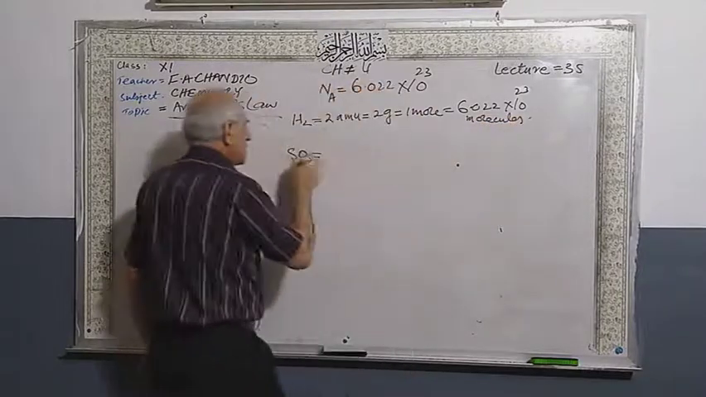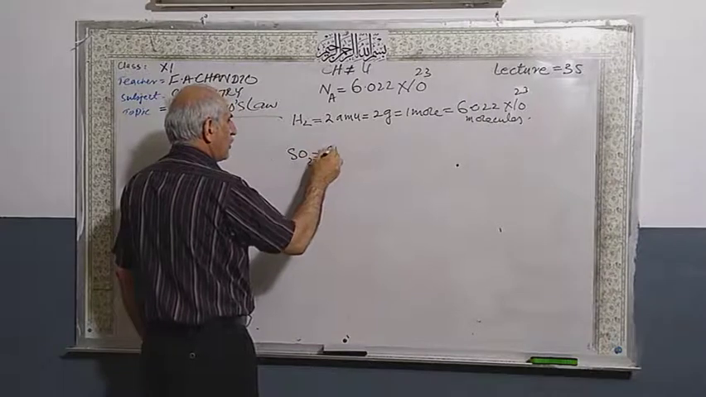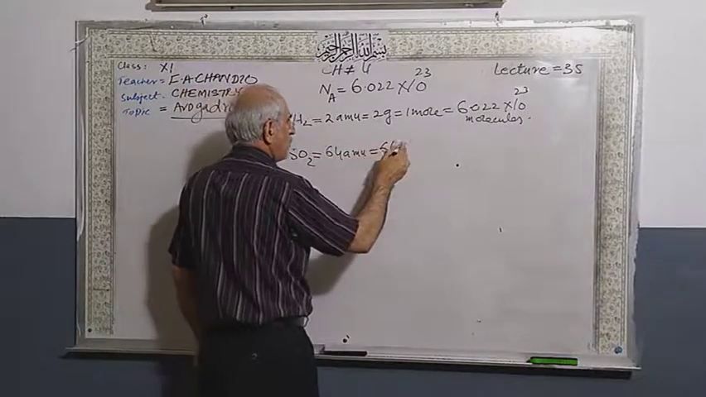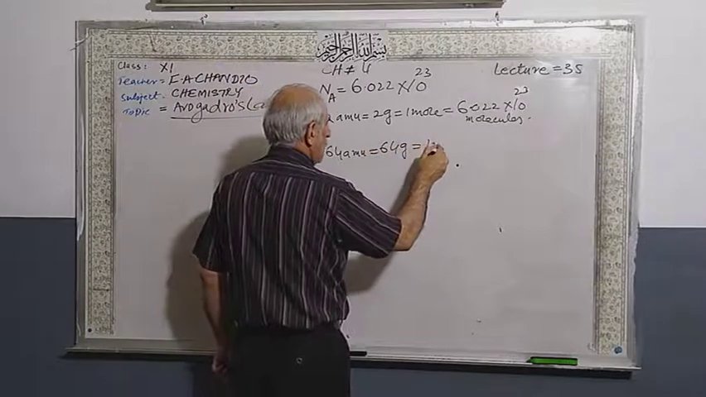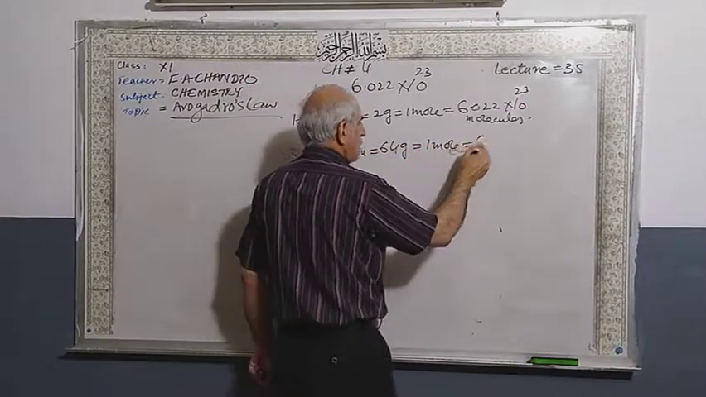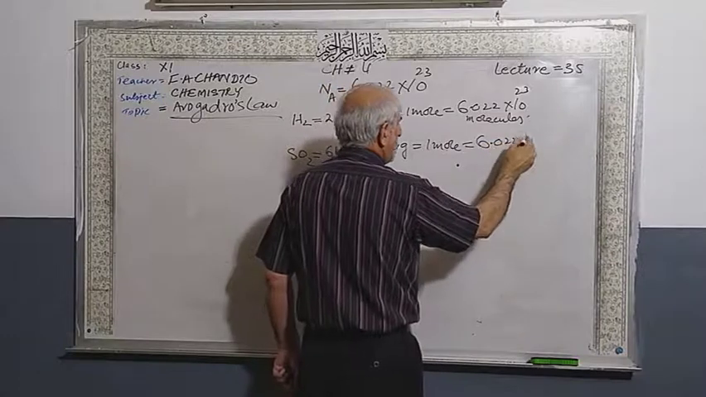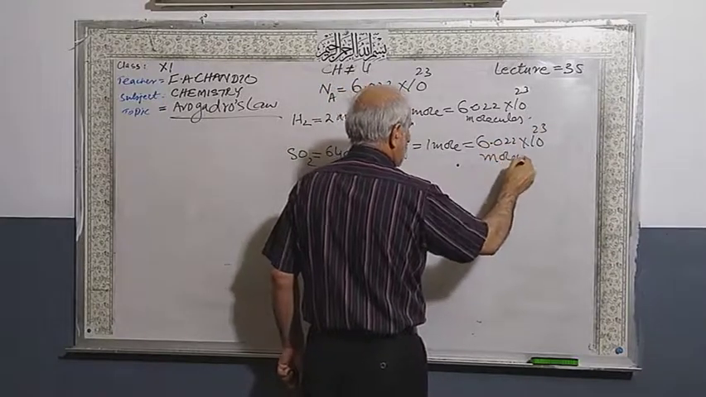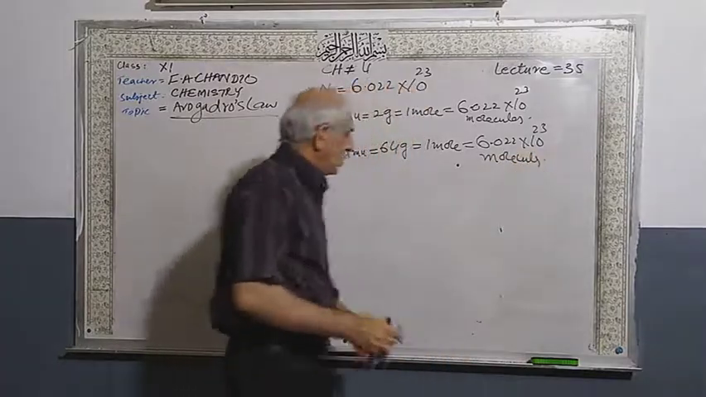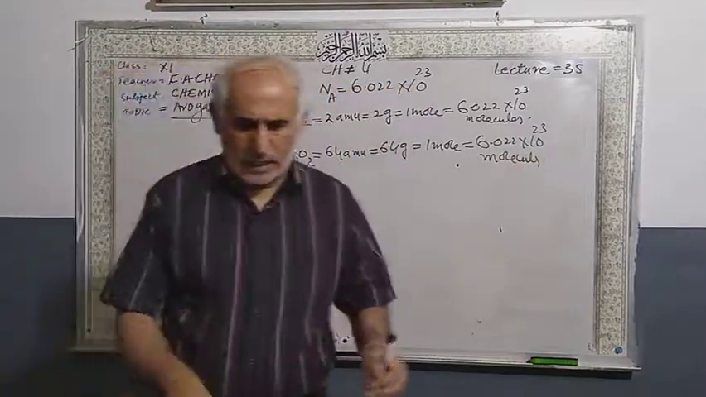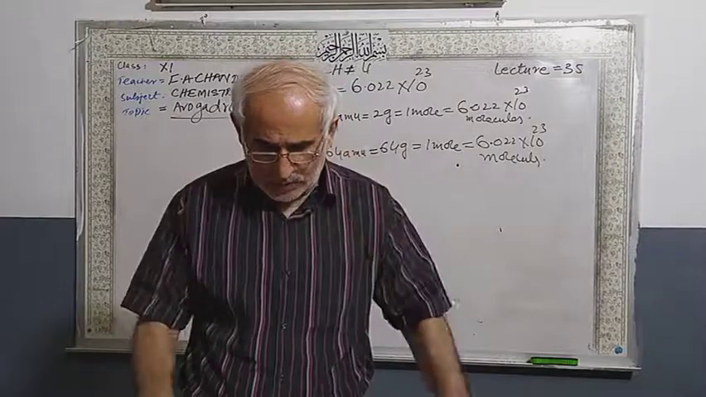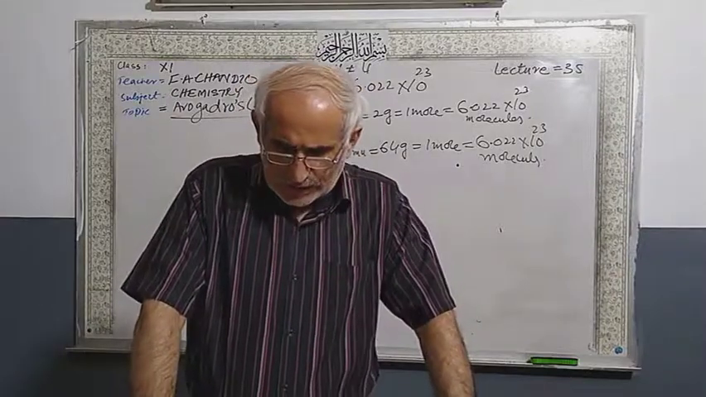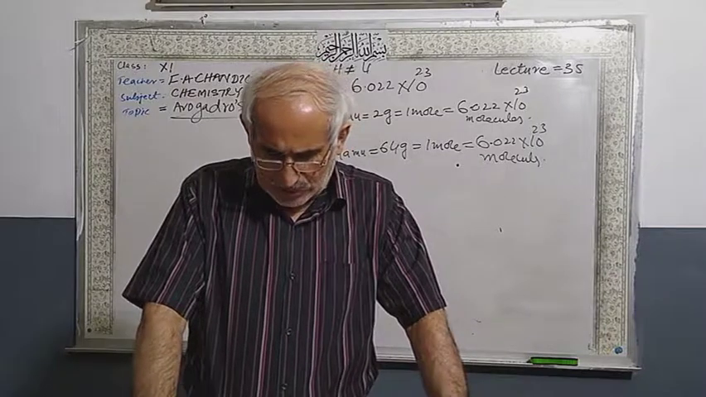Sulfur dioxide gas, 64 AMU, 64 grams, 1 mole is equal to 6.022 into 10 raised to power 23 molecules. So 1 mole of all gases contains 6.022 into 10 raised to power 23 particles. For helium, a monoatomic gas, it is also the same.